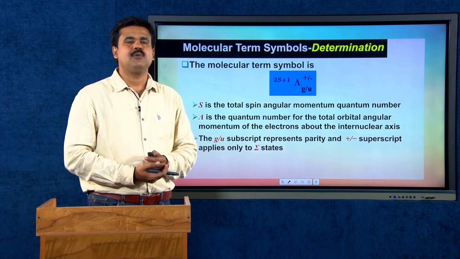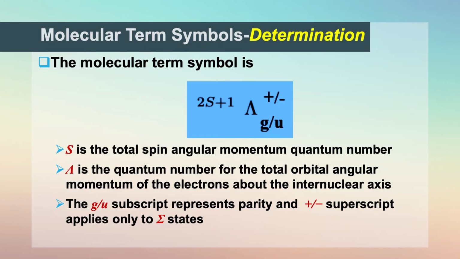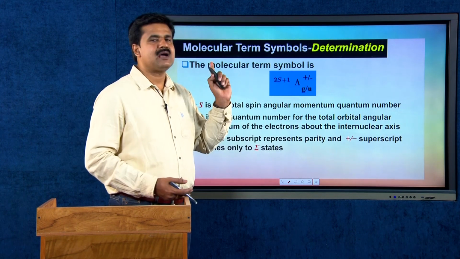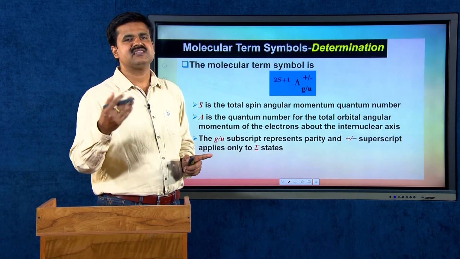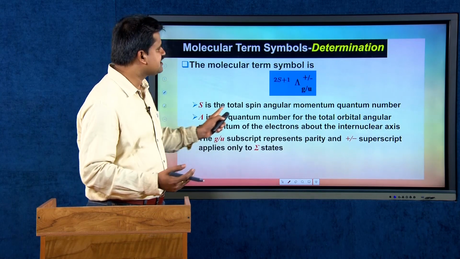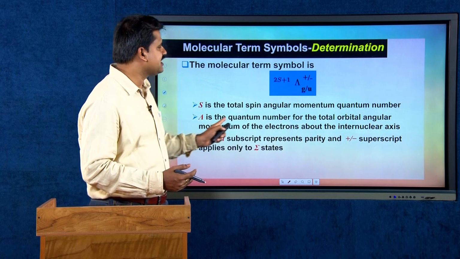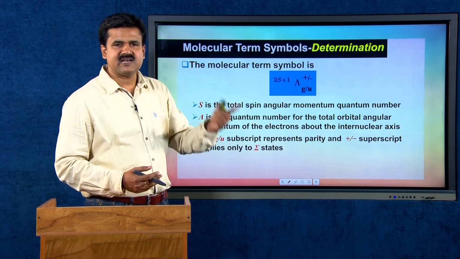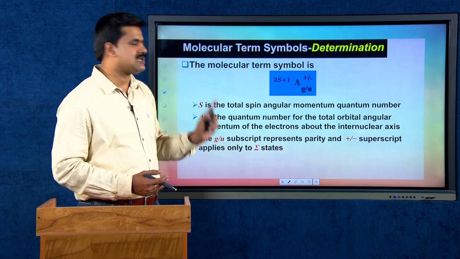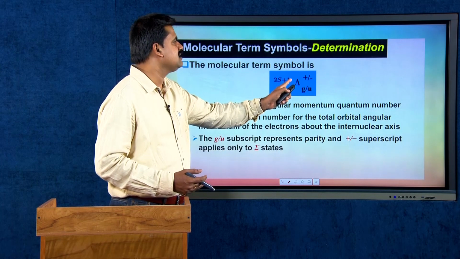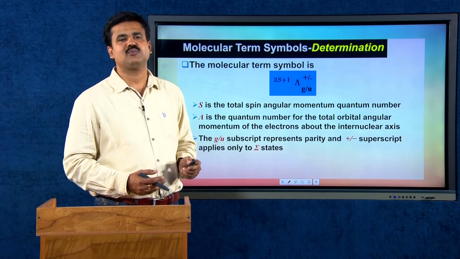Now we are discussing molecular term symbols. The molecular term symbol is given by the notation 2S plus 1, lambda, gerade or ungerade, positive or negative. The positive or negative sign appears if and only if lambda is equal to 0, that is, only if there is a sigma term. S is the total spin angular momentum quantum number, lambda is the quantum number representing the total orbital angular momentum, g or u represents the parity, and the plus or minus superscript is applied only to sigma states, that is, when lambda is equal to 0. This is about the molecular term symbol.